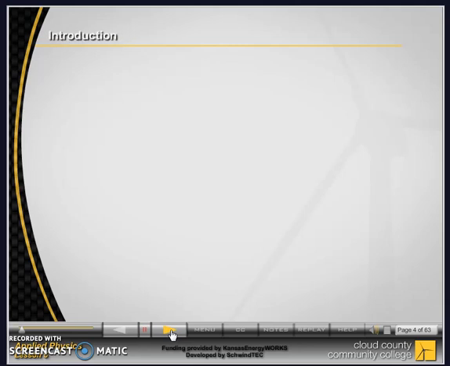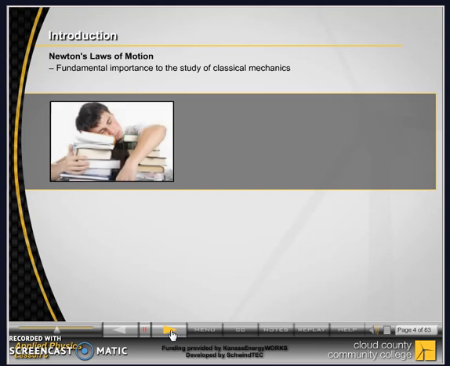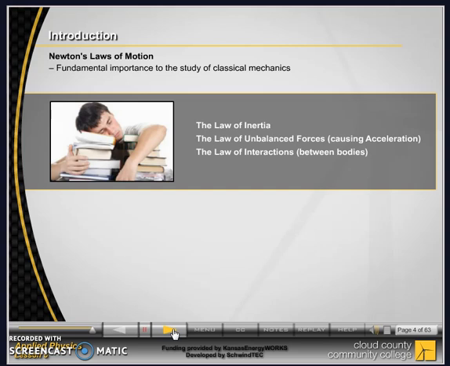Central to this discussion are a set of laws called Newton's laws of motion. This set of laws is considered to be of fundamental importance to the study of classical mechanics. Once introduced, you should be able to state these laws and apply them correctly, even if stirred from a deep, restful sleep at 2 o'clock in the morning. These three basic laws are stated as the law of inertia, the law of unbalanced forces causing acceleration, and the law of interactions between bodies.